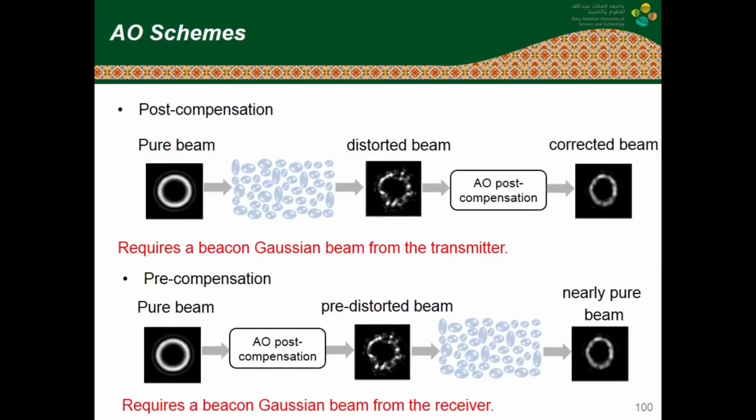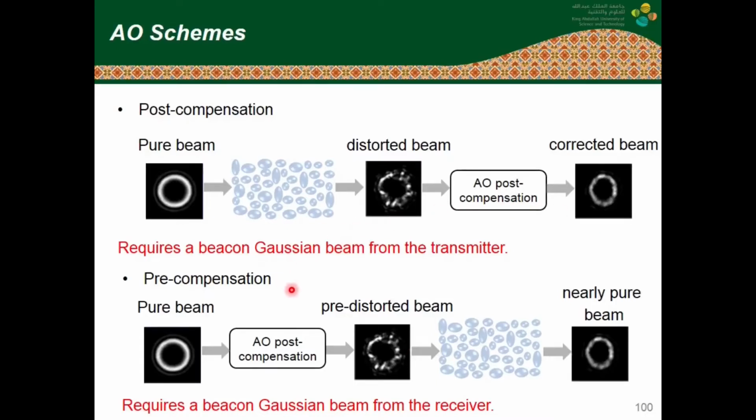There are two possible schemes for adaptive optics. The first one is a post-correction scheme, where the distorted light beam is corrected at the receiver plane. In this case, the adaptive optics system at the receiver relies on a beacon beam that is sent by the transmitter to determine the impact of atmospheric turbulence before applying the right correction function.